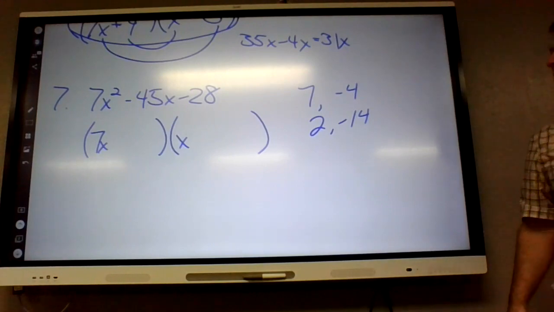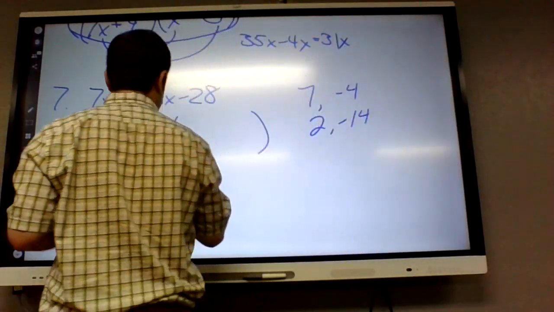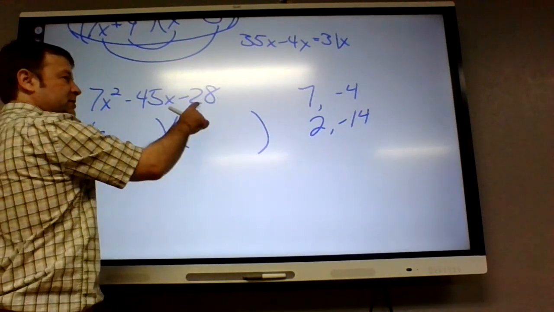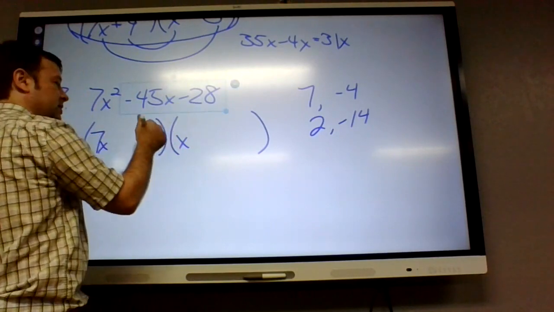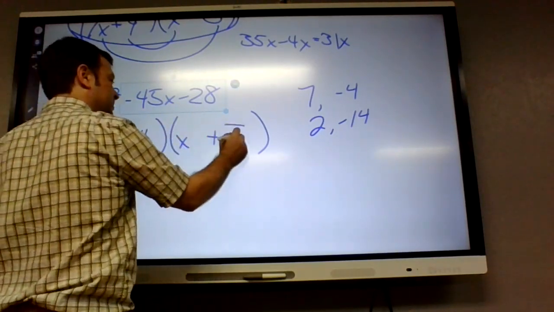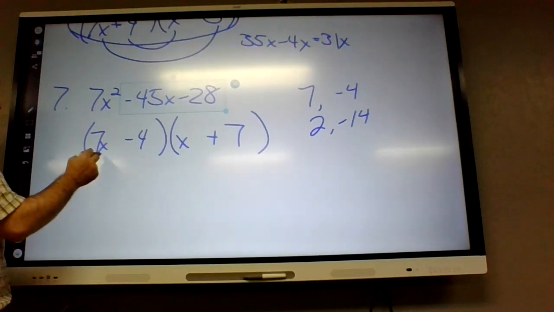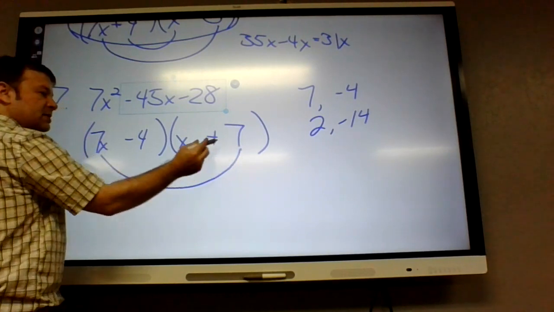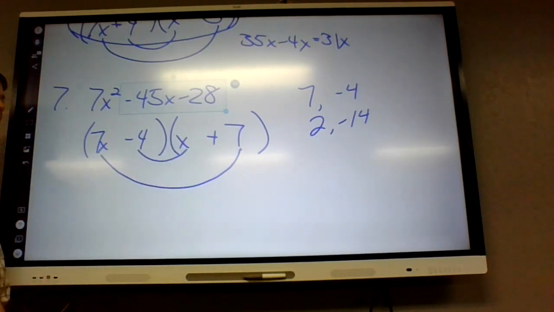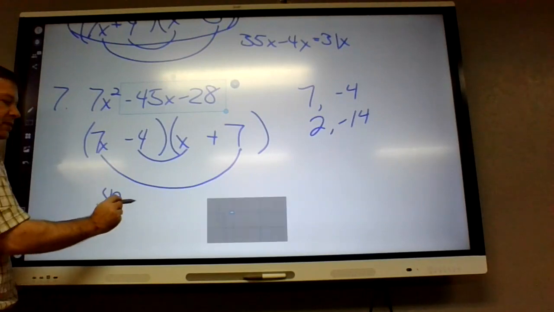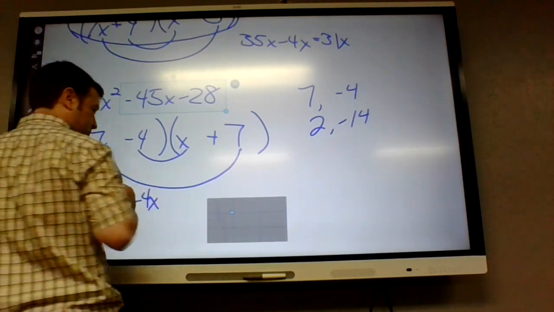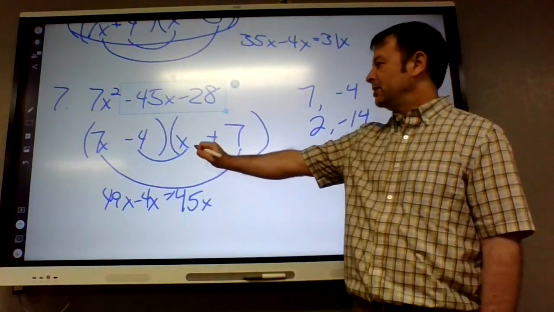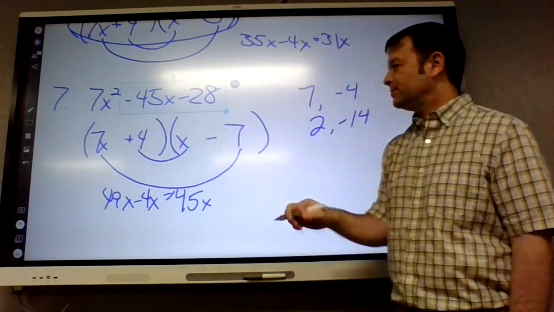Negative 7, negative 4. Or negative 4, negative 7? It'd have to be negative 4, positive 7 though, because to multiply to get a negative one. Oh, yeah. Okay. Then it's kind of the same thing that happened last time. So the outside is now 49x, and the inside is negative 4x, which equals 45x, which is almost what we wanted, so switch the sign. We got the plus and minus backwards again.